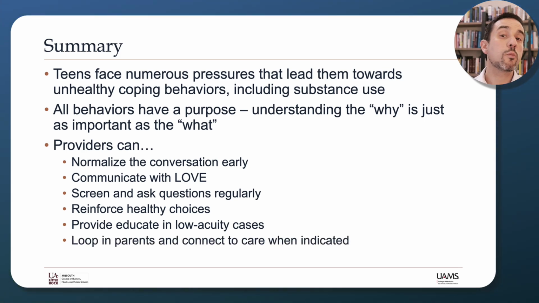And we can loop parents in and connect to care when indicated, because at a certain point, if we are feeling it's getting worse, more intense, there's a strong chance it will continue in that direction unless something happens. And that is where the family system, which we talked about a second ago, as well as just the parental influence and their ability to access care, is so important.